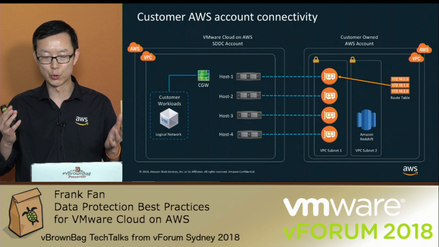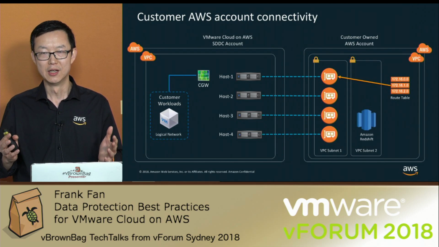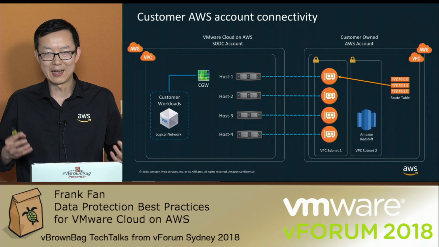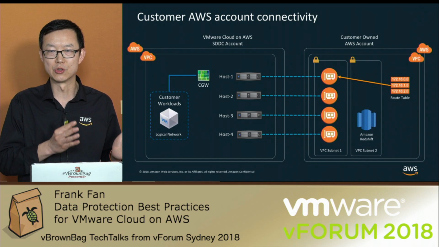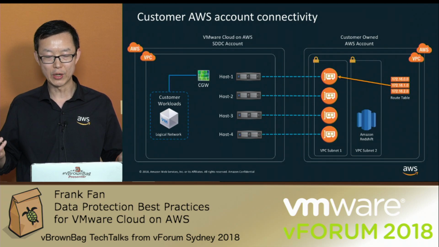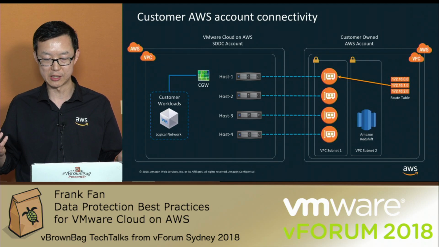And also that green box, CGW, is an NSX Edge. It's acting as a gateway between your customer workload and the external world. Now we have this routing table configured, the two environments can talk to each other.